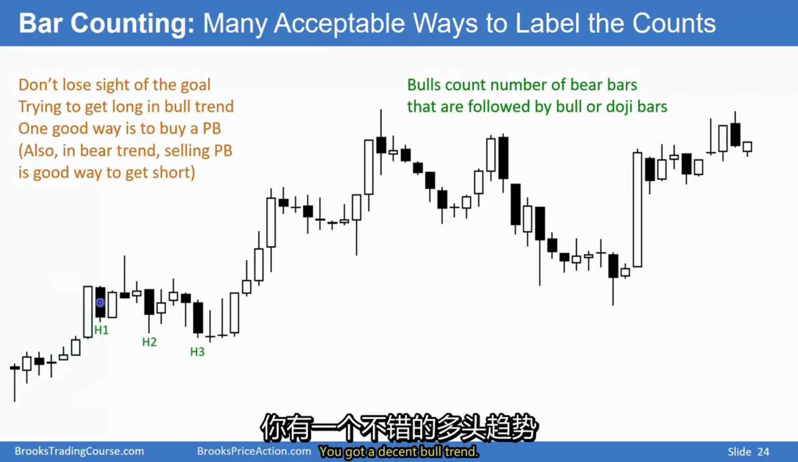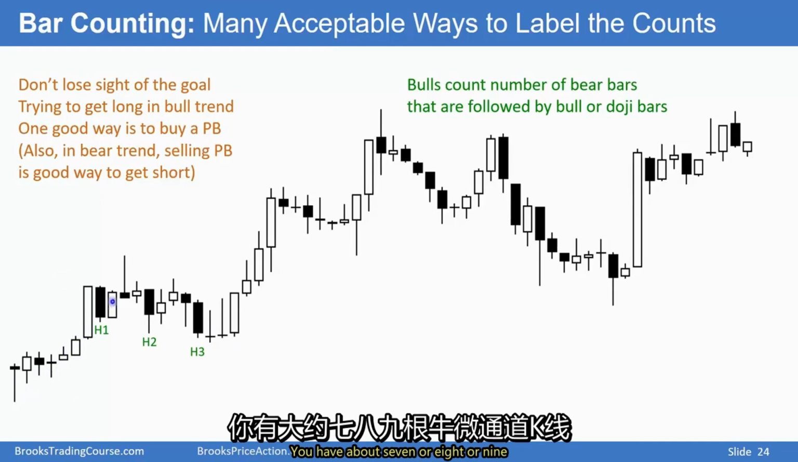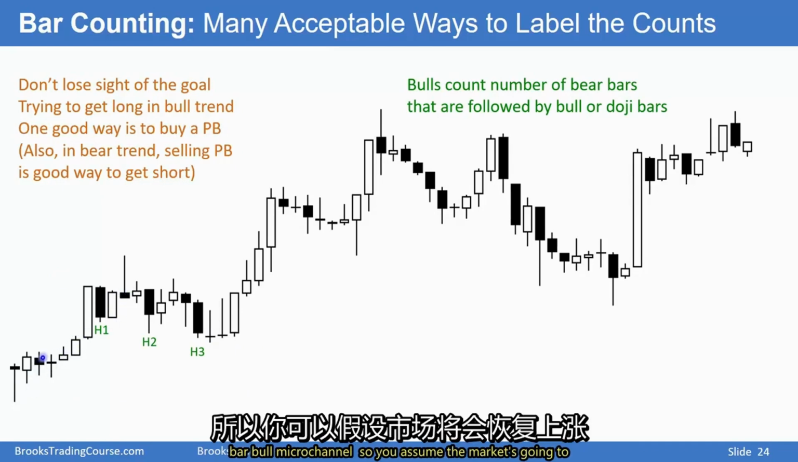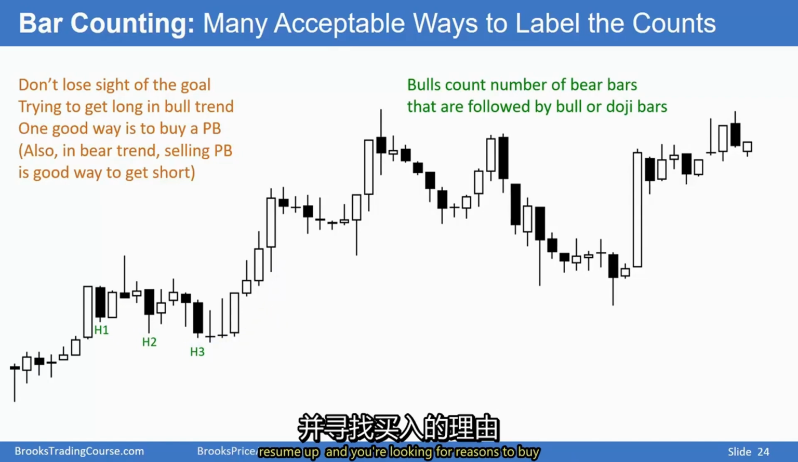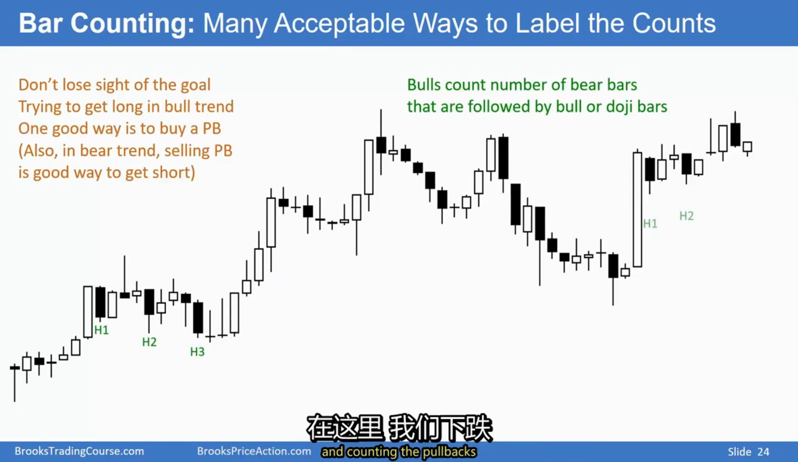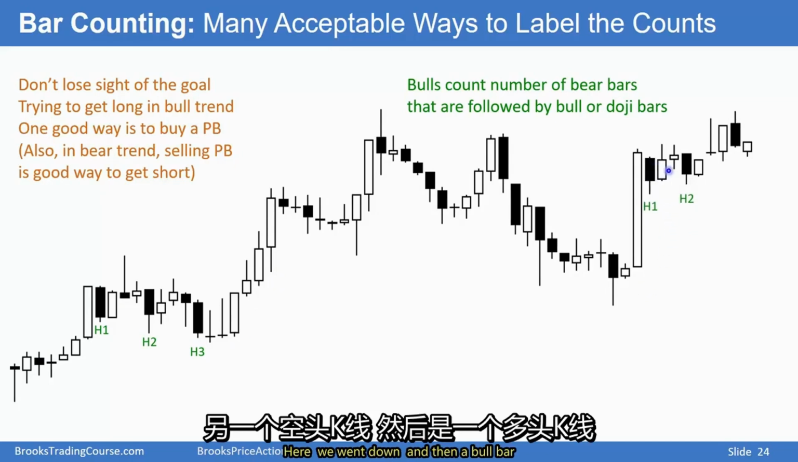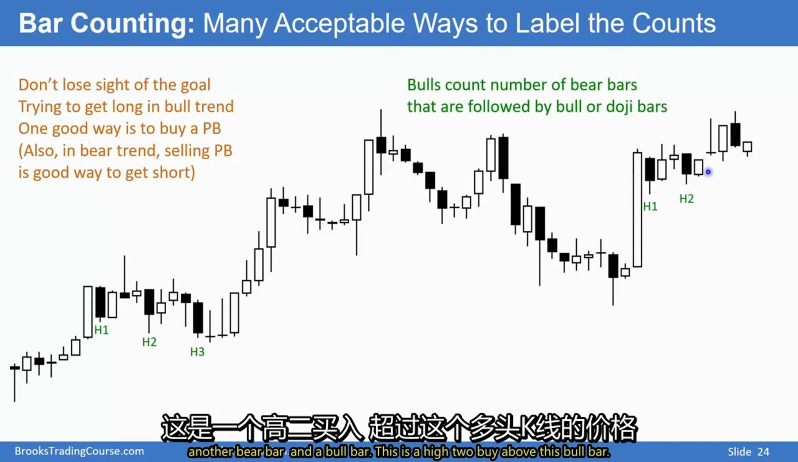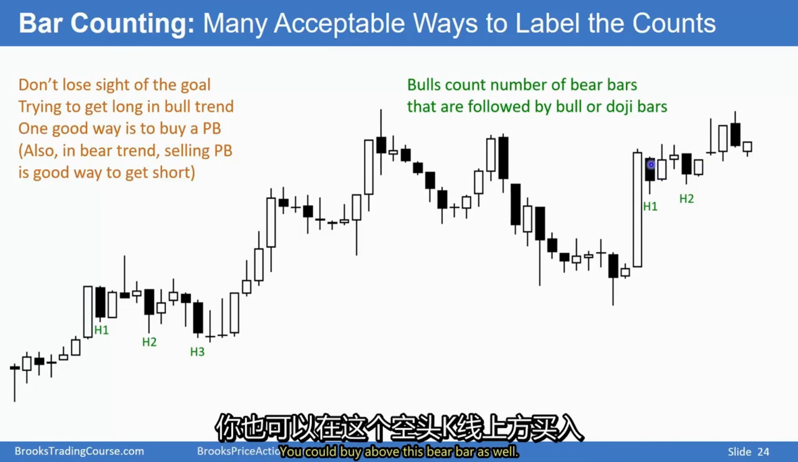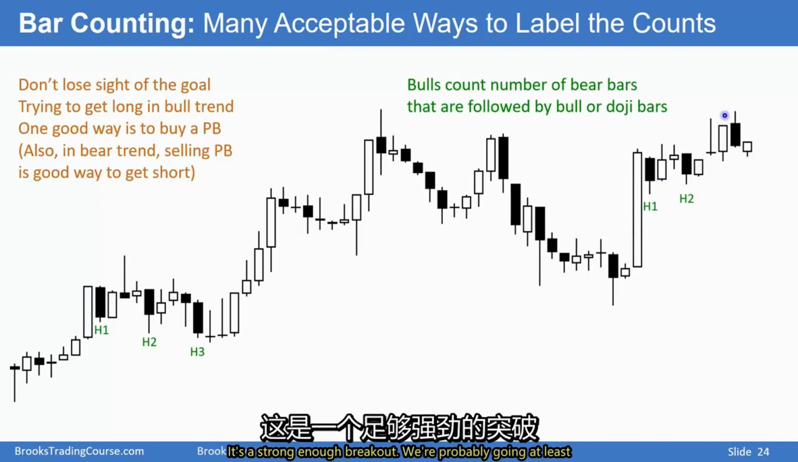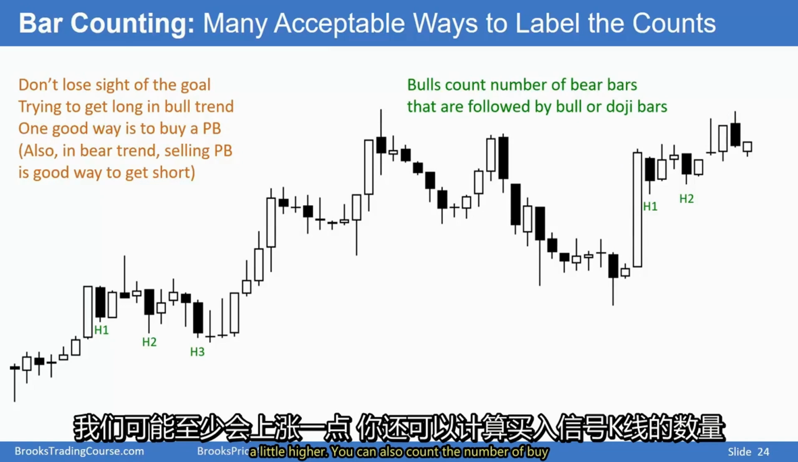You got a decent bull trend, you have about 7 or 8 or 9 bar bull microchannel, so you assume the market's going to resume up and you're looking for reasons to buy, and counting the pullbacks gives you a reason. Here, we went down and then a bull bar, another bear bar and a bull bar. This is a high 2, buy above this bull bar. You could buy above this bear bar as well. It's a strong enough breakout. We're probably going at least a little higher.